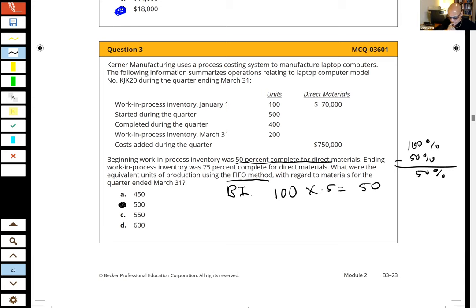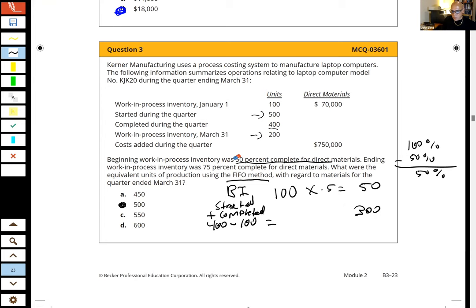And then they give me the ending. So I look at this and I'm like, well, since they're giving me the units completed, to get started and completed, since they tell me that they completed 400, well, there's the 400 minus the 100 that was already in beginning inventory, right? So started and completed becomes not 300,000, but 300 units. Another way to look at this would be to say, well, if you started 500 and the units that were still in process were 200, then you must have started and completed 300. You could look at it that way too, right?